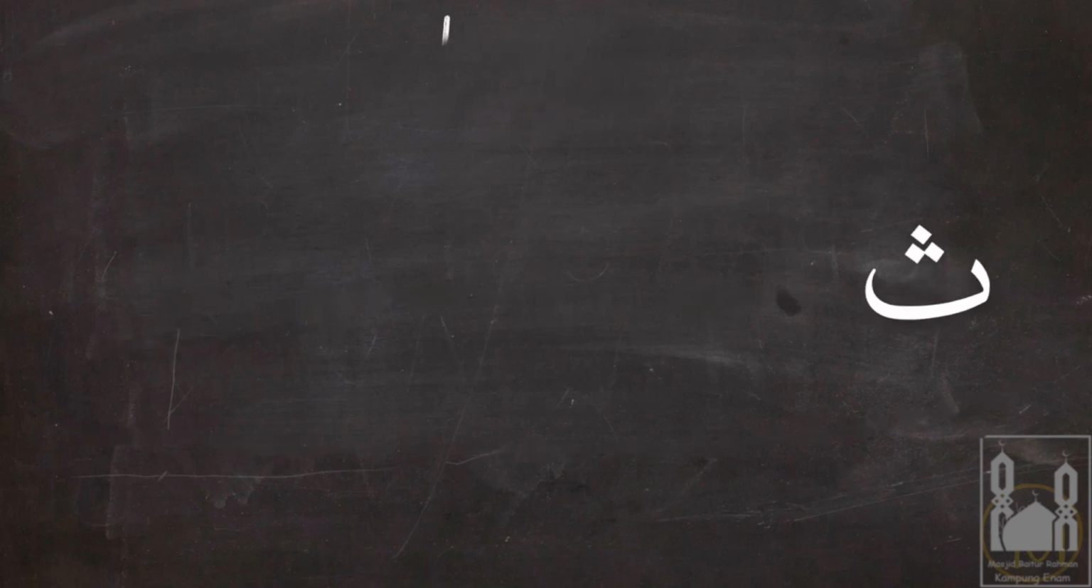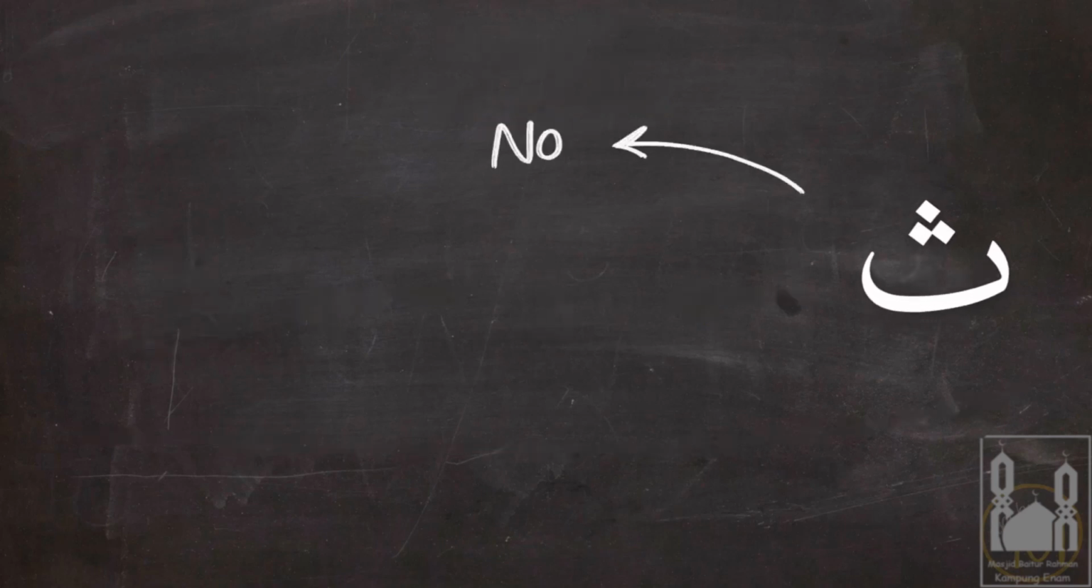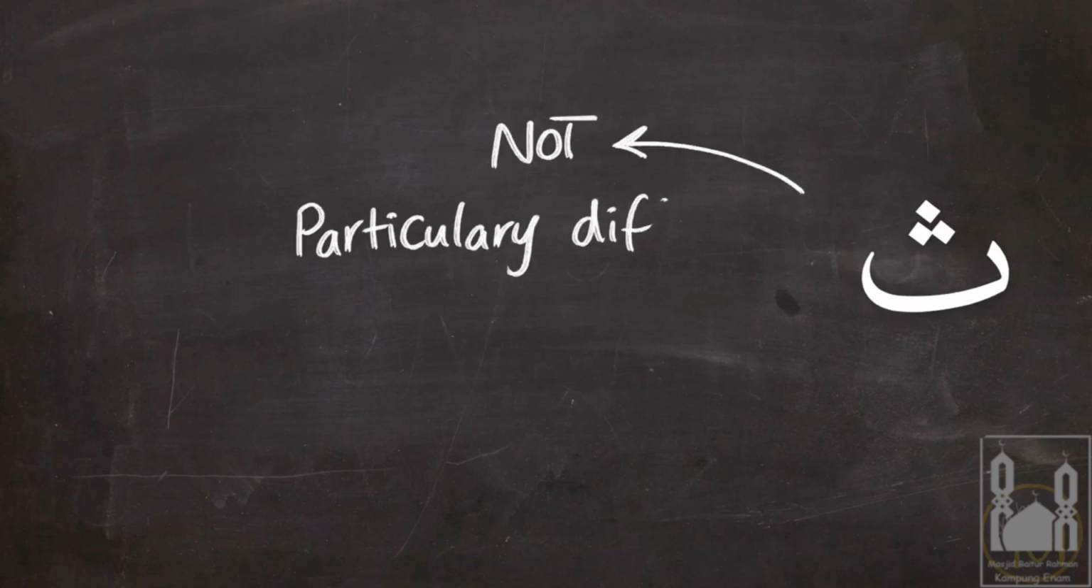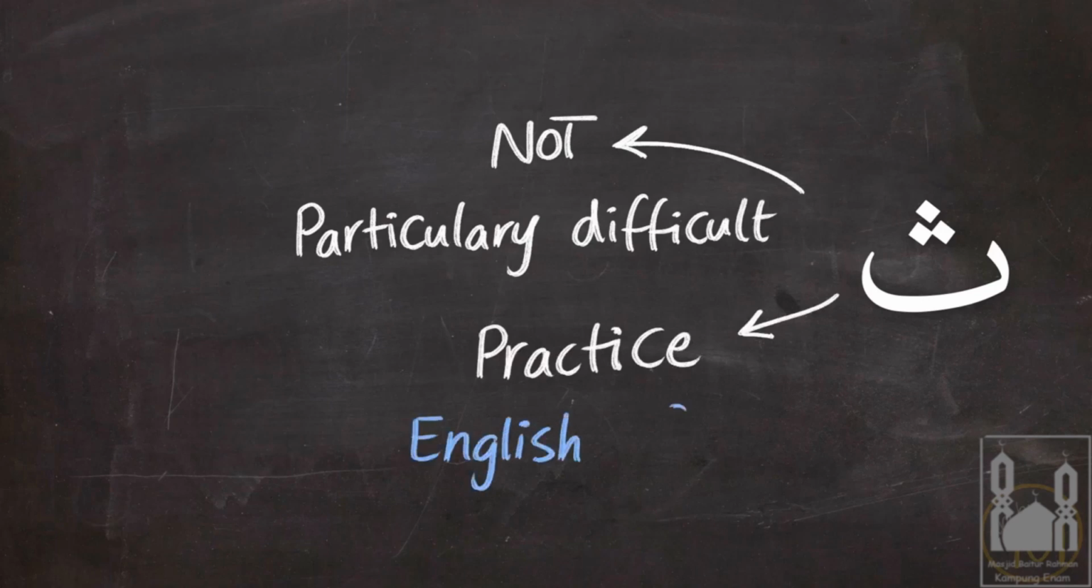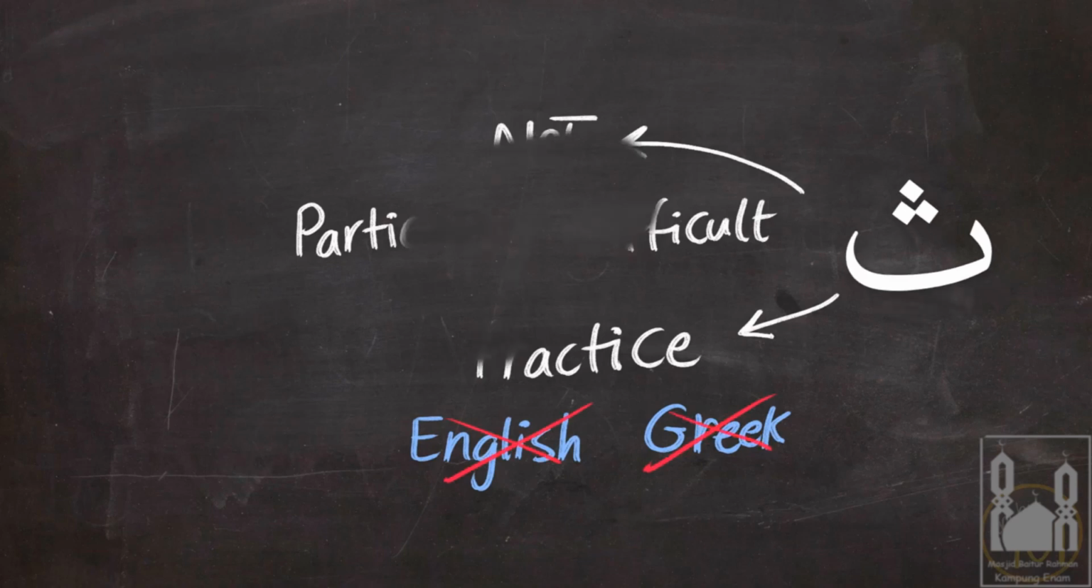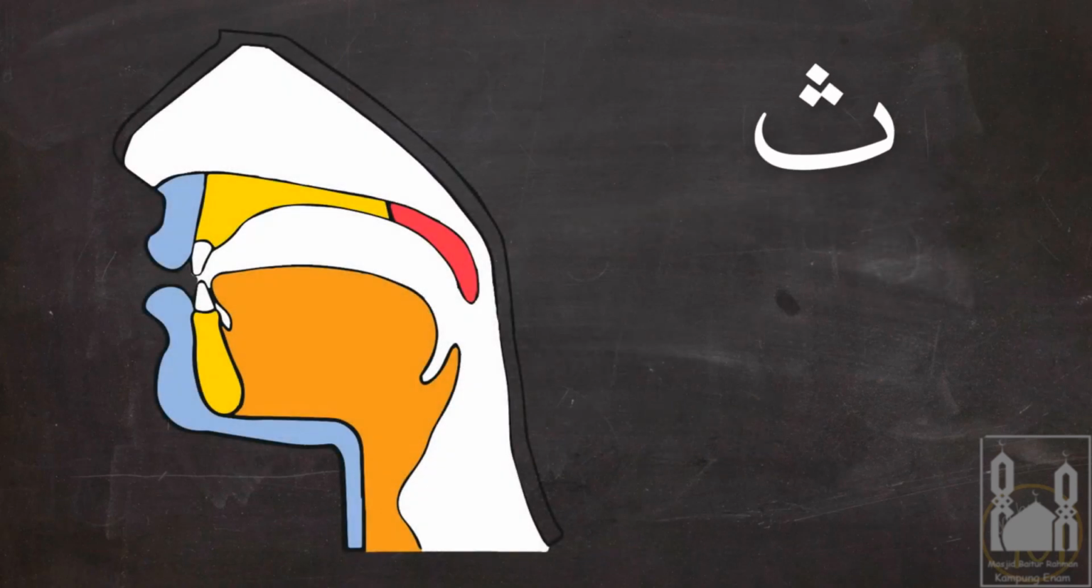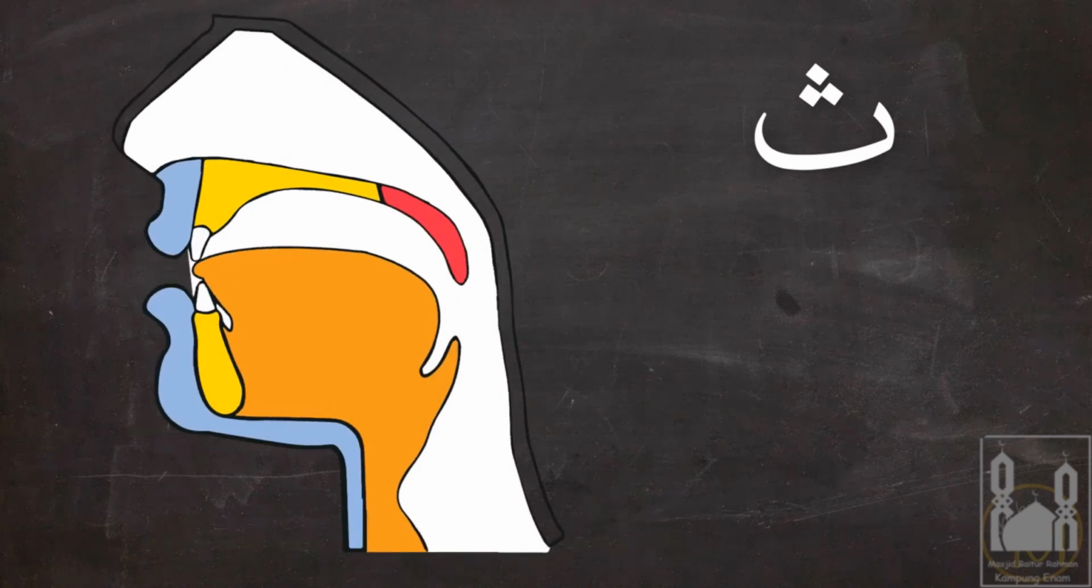Now let's get started with Tha. Tha is actually not a difficult sound, but it is surely a sound that needs getting used to, especially if your mother tongue is not English or Greek. So how is it pronounced? Well, Tha is pronounced when the tip of the tongue touches the tip of the upper front teeth. When this happens, air will flow from both sides of the tongue, producing the proper Tha sound.